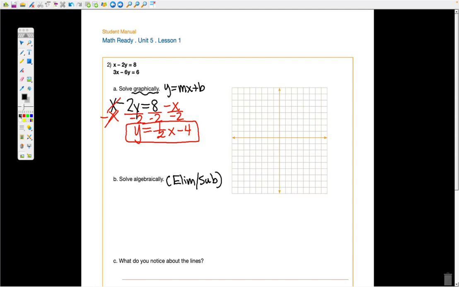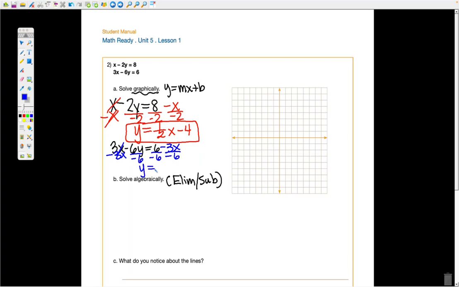Now, the other one right here, 3x minus 6y is 6. Again, I need to move the x over, so I'm subtracting 3x. But then I'm dividing by -6. So would it be no solution? Why would you say that? Because they have the same slope but different y-intercepts.